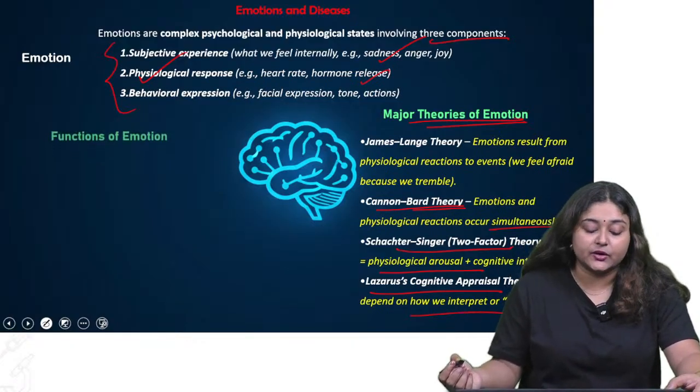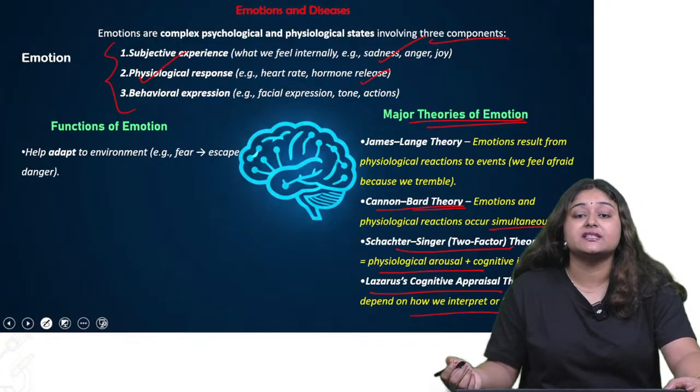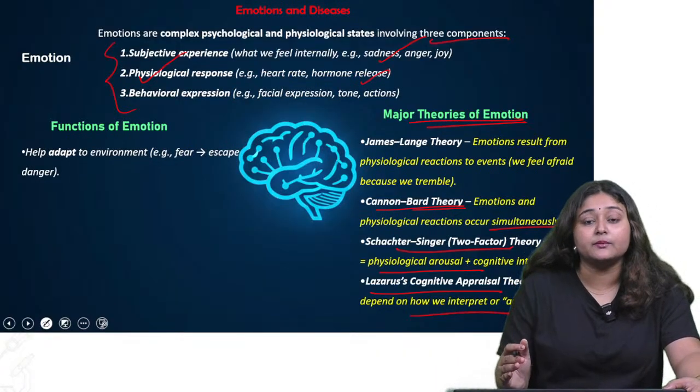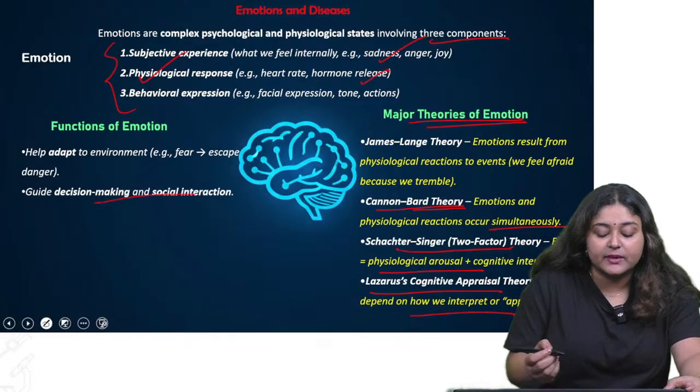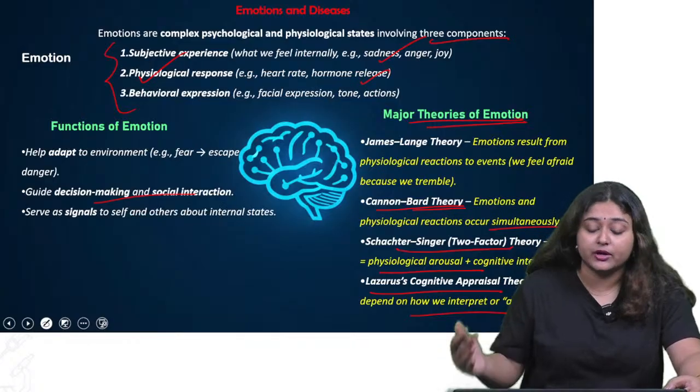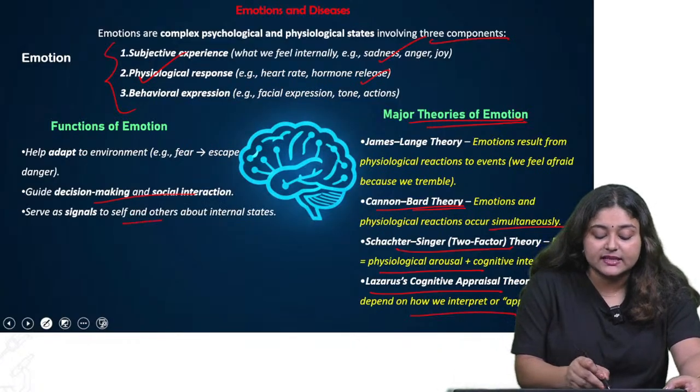Now come to the functions. First, emotions help in adaptation to the environment, for example fear helps us escape danger. Next, they guide decision making as well as social interaction for solving problems. Next, they serve as a signal to self and others about internal states.